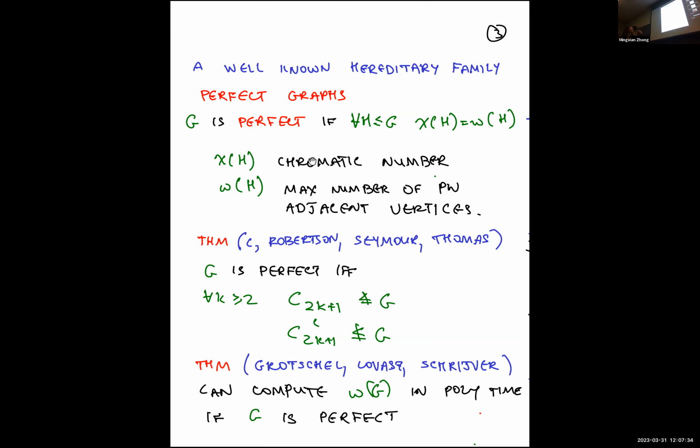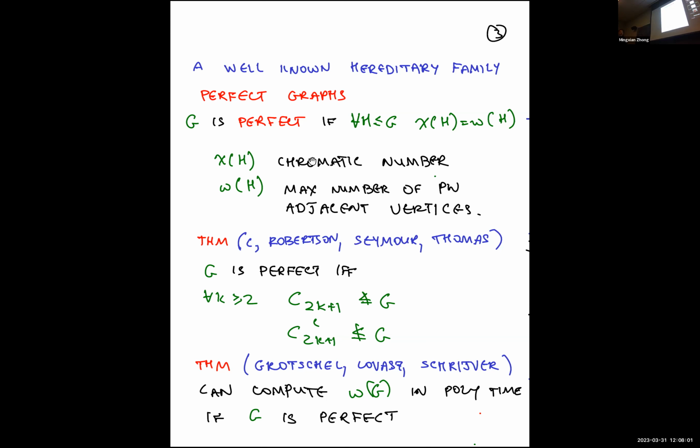So one of the most well-known hereditary families is the family of perfect graphs. A graph is perfect if the clique number and the chromatic number are the same. So let me remind you what that is. The chromatic number: you want to partition the vertex set into subsets so that in each subset there's no edge. It's called a stable set. So partition the vertex set into stable sets. And then the clique number is the size of the biggest set of pairwise adjacent vertices.